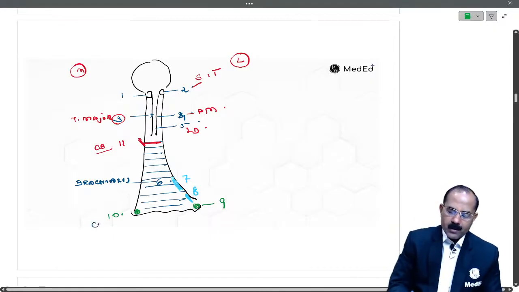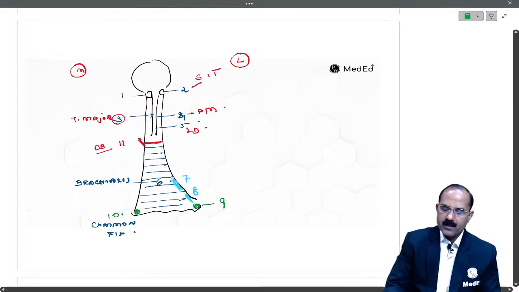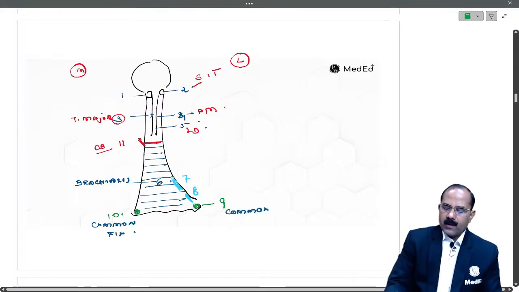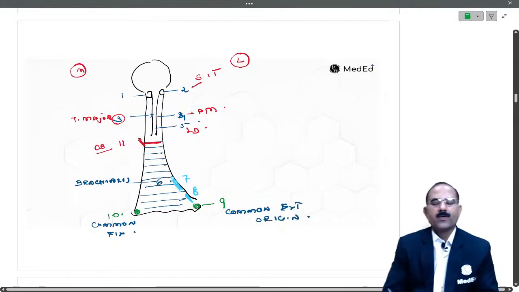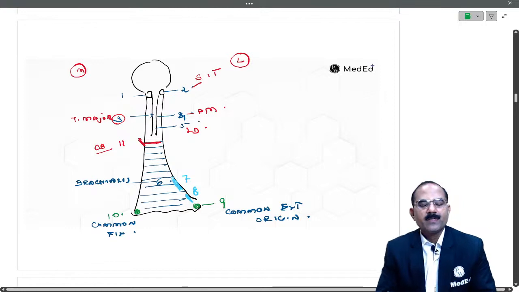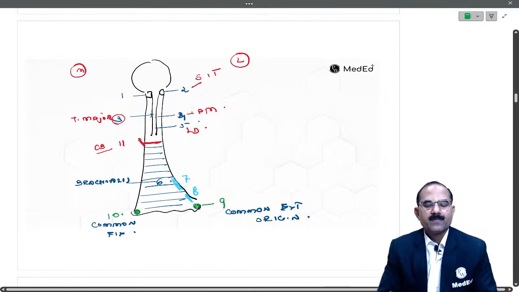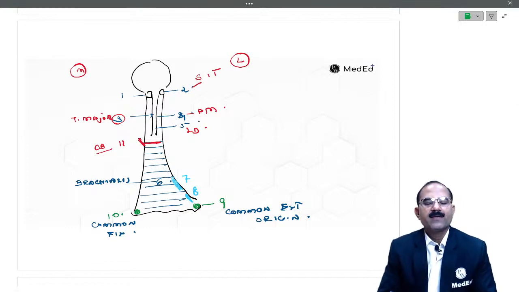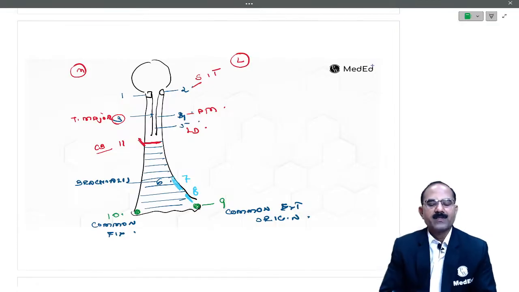Number 10 is the common flexor origin. Number 9 is the common extensor origin. Okay. Who are 7 and 8? Has anyone written 7 and 8? No. So what is number 7? What is number 8?